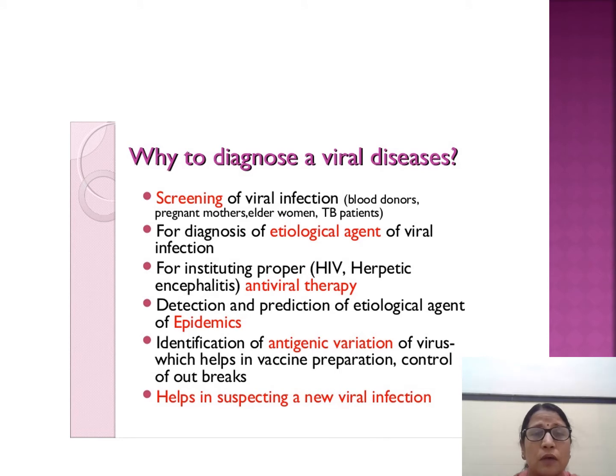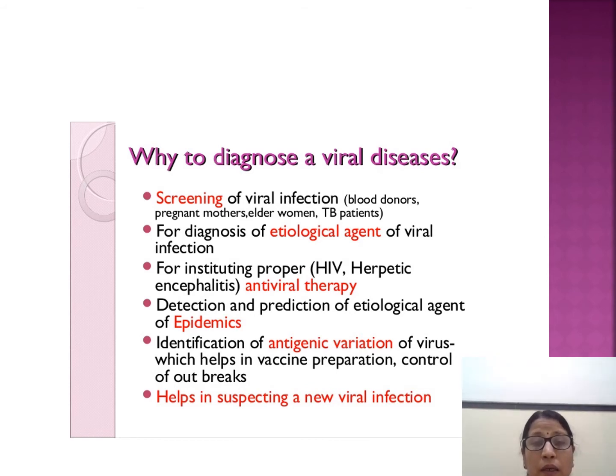That's why it is essential for us to screen that blood sample for various pathogens or microbial agents. In order to see whether blood contains any virus or not, that is a screening before blood transfusion. Then whenever there is a viral infection, we have to isolate or identify the etiological agent in order to find out the etiology. So that's why it is essential for us to diagnose the particular viral disease.